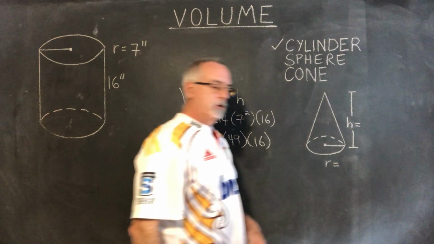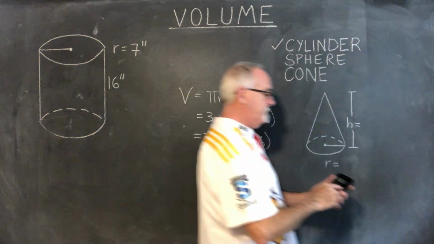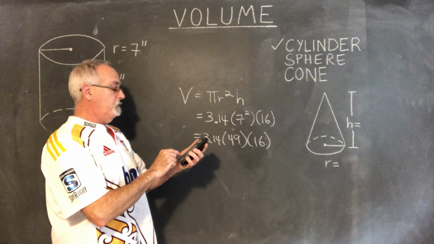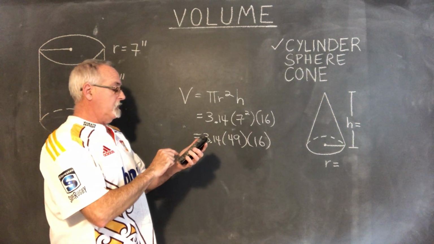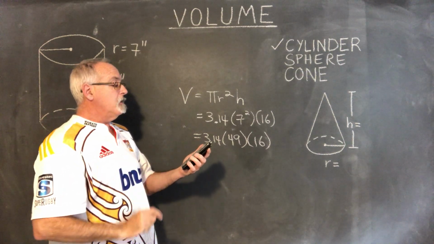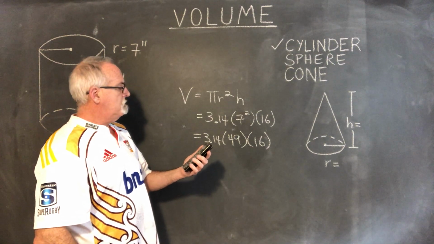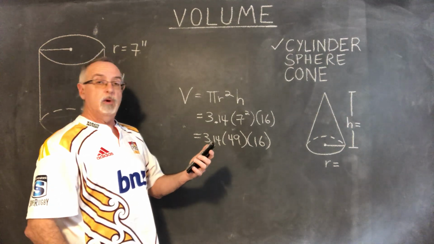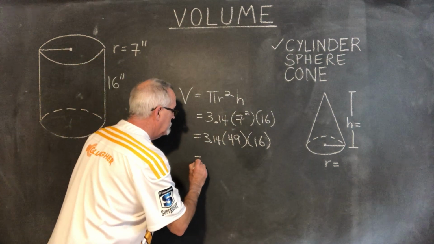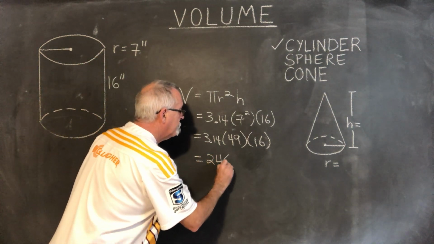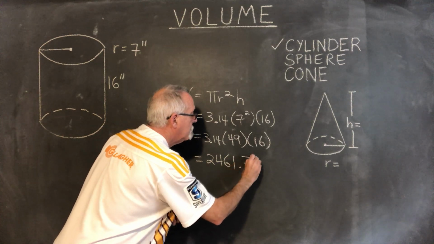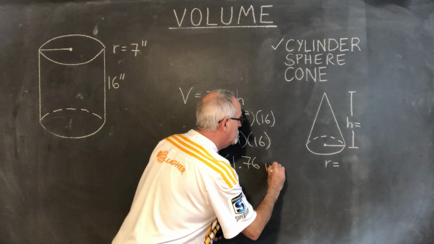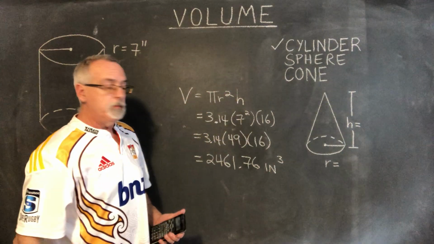And now I'm just going to grab the calculator to finish this off. 3.14 multiplied by 49 multiplied by 16 equals 2,461.76. Cubic inches, inches cubed. It is a volume.